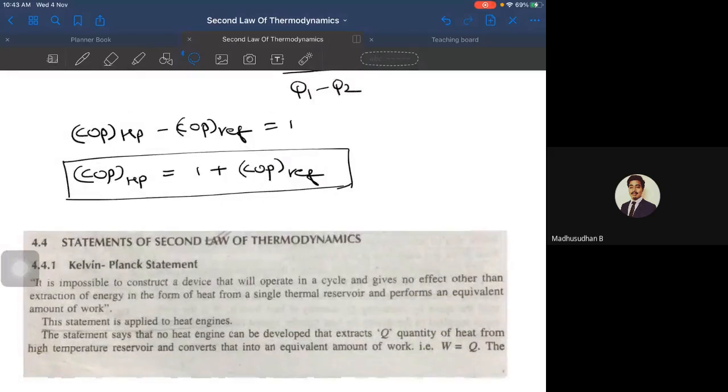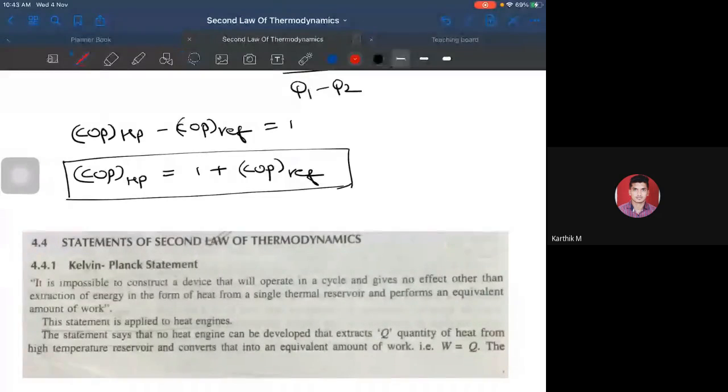Yes, can anyone just read the Kelvin Planck statement? It is impossible to construct a device that will operate in a cycle and give no effect other than extraction of energy in the form of heat from a single thermal reservoir and performance of an equivalent amount of work. This statement is applied to a heat engine.